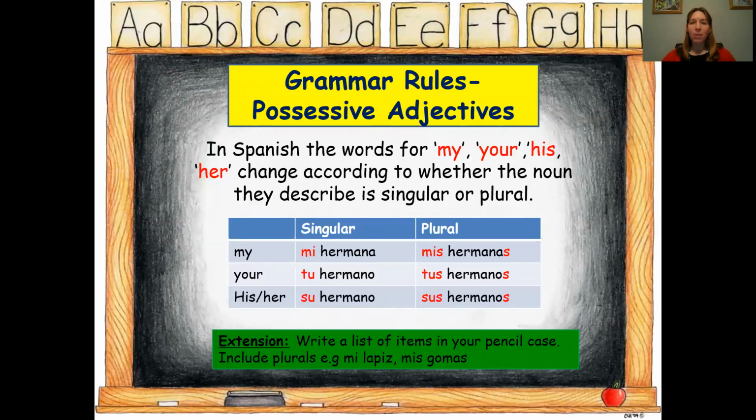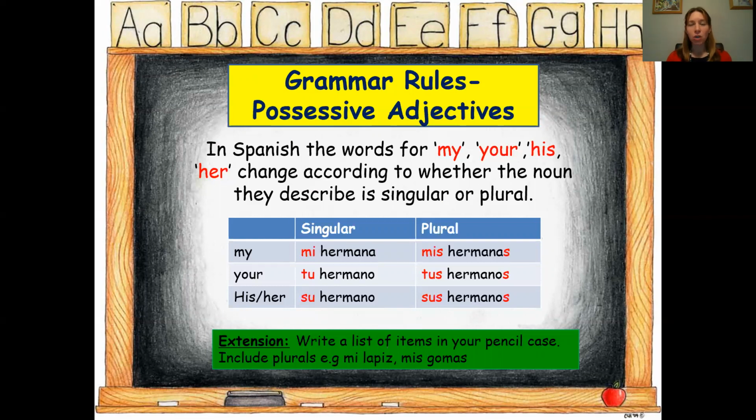So the grammar rules, possessive adjectives. So please just listen to me whilst I explain this. So in Spanish, the words for my, your, his and her change according to whether the noun they describe is singular or plural. So you can see in the table there, my sister, for example, just if you've just got one sister, is mi hermana. If you had two sisters, for example, though, it would change to mis hermanas, because that would be plural. So not only do you add an S on the end, you also have to change the possessive adjective to agree. It's a little bit more tricky than it is in English, but hopefully that explains it.